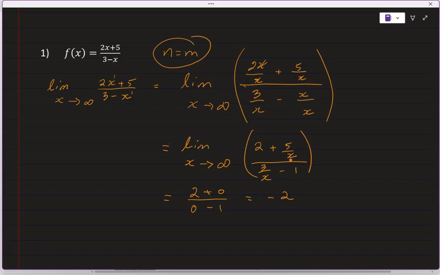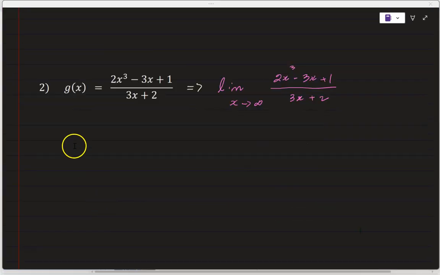That means what? That means y equal to -2 is the equation of the horizontal asymptote. Great. Let's look at the second question. Here's the second question. We have this function g of x. So we're going to take the limit as x approaches infinity of the function.